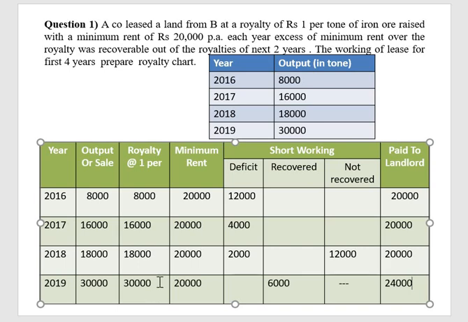But in 2019, we have a sufficient royalty, because the royalty is more than the minimum rent. If the royalty is more than the minimum, that amount is paid to the landlord. But in that period, if you recovered any losses, that should be deducted: 30,000 minus 6,000, the remaining 24,000. Yes. So this is the way of preparing the royalty account. The first 2 years, the first 3 years, the next 3 years, the next 2 years are very important. If you understood that concept, the royalty chart is very easy.